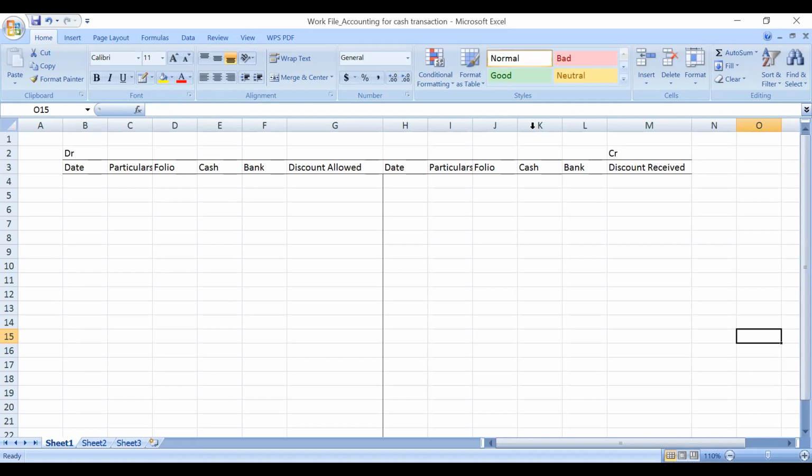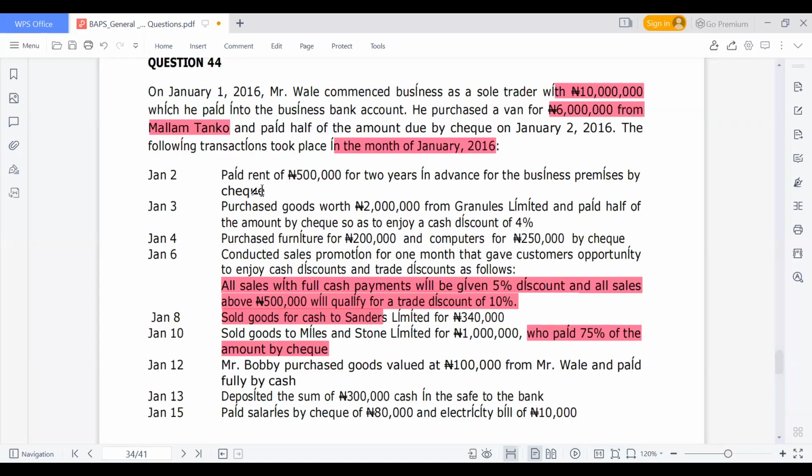Now, what was the first transaction? On January 1, it commenced business as a sole trader. How did he introduce the money? He commenced business as a sole trader with 10 million naira, which he paid into the business bank account. So that means the 10 million is what is coming in.